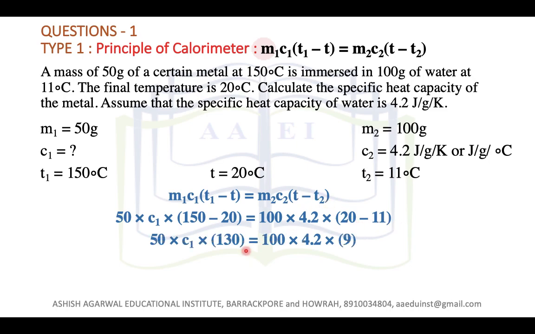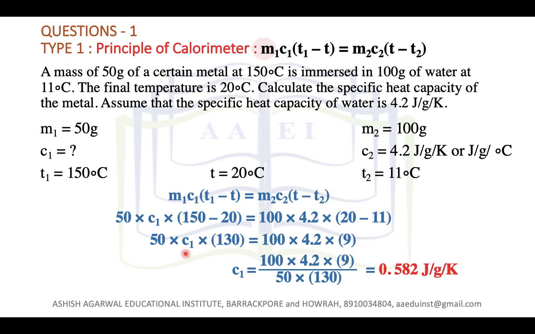Now, 150 minus 20 is 130. 20 minus 11 is 9. And then what will be C1? The right hand side divided by 50 into 130. That is what we have done. And it's mere calculation. You have got this. What is going to be the unit? It is going to be the same unit in which C2 was given. C2 was given as joule per gram per Kelvin. We have given joule per gram per Kelvin. Or instead of that we can also write joule per gram per degree Celsius. So I don't think it's too tough a problem. It looks complicated, but once the values are written properly, it is all set.